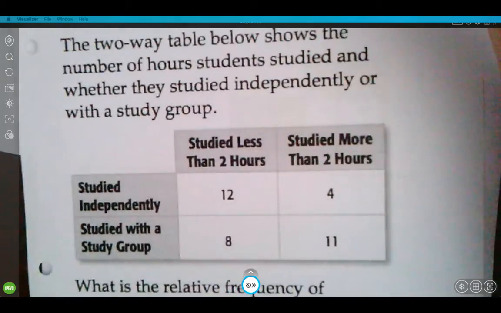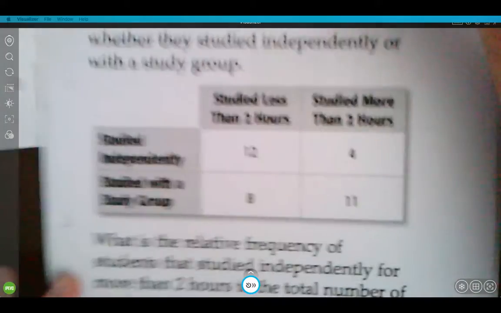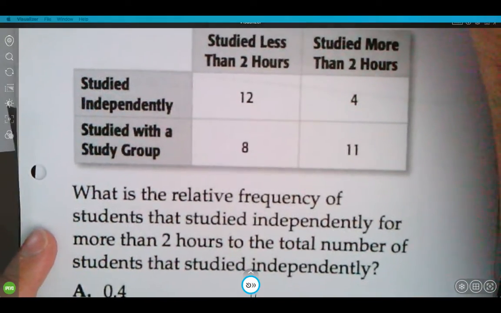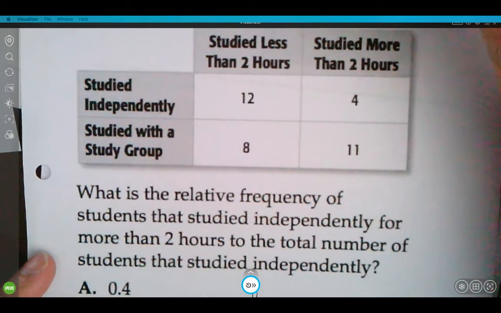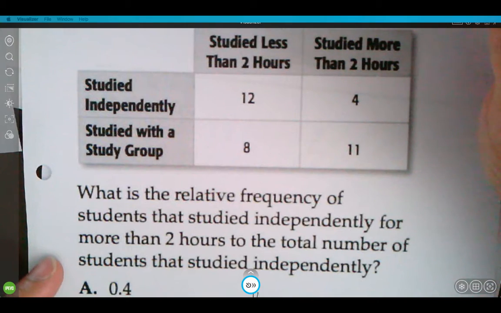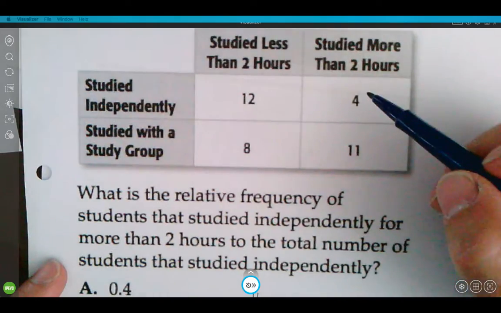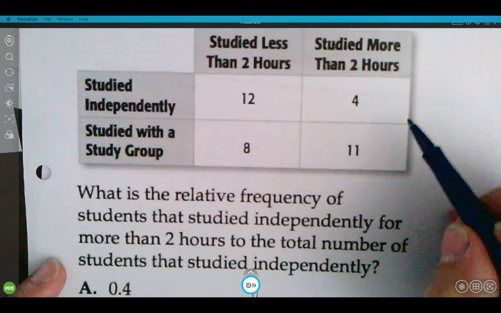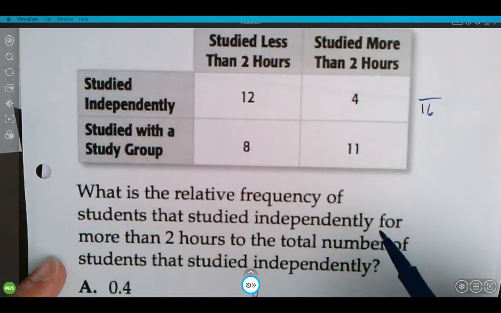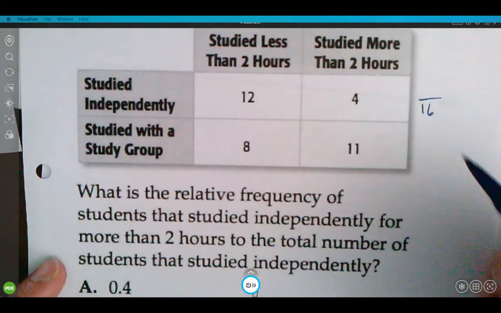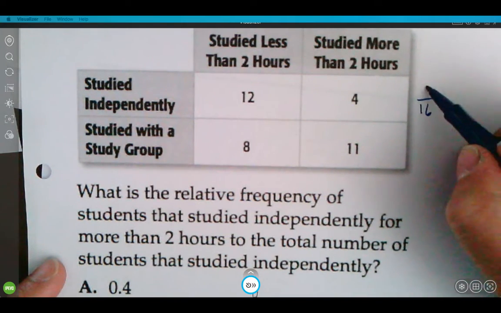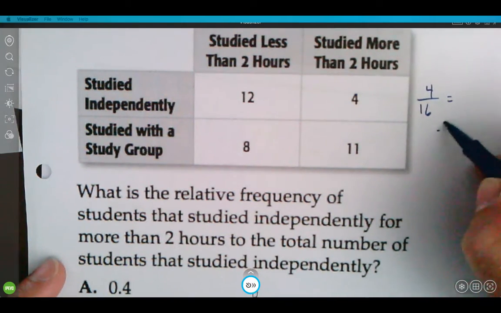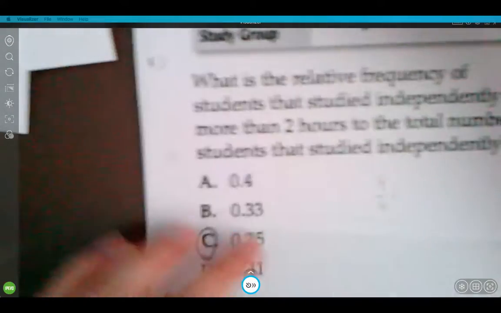Number 3 on the quiz. Whoa, this printed out huge. What is the relative frequency of students that studied independently for more than 2 hours to the number of students that studied independently? The number of students that studied independently is 4 plus 12, so it's 16 altogether. And then it wants to know the relative frequency that studied more than 2 hours. So 4 out of 16 is 0.25. So the answer for this one was C.